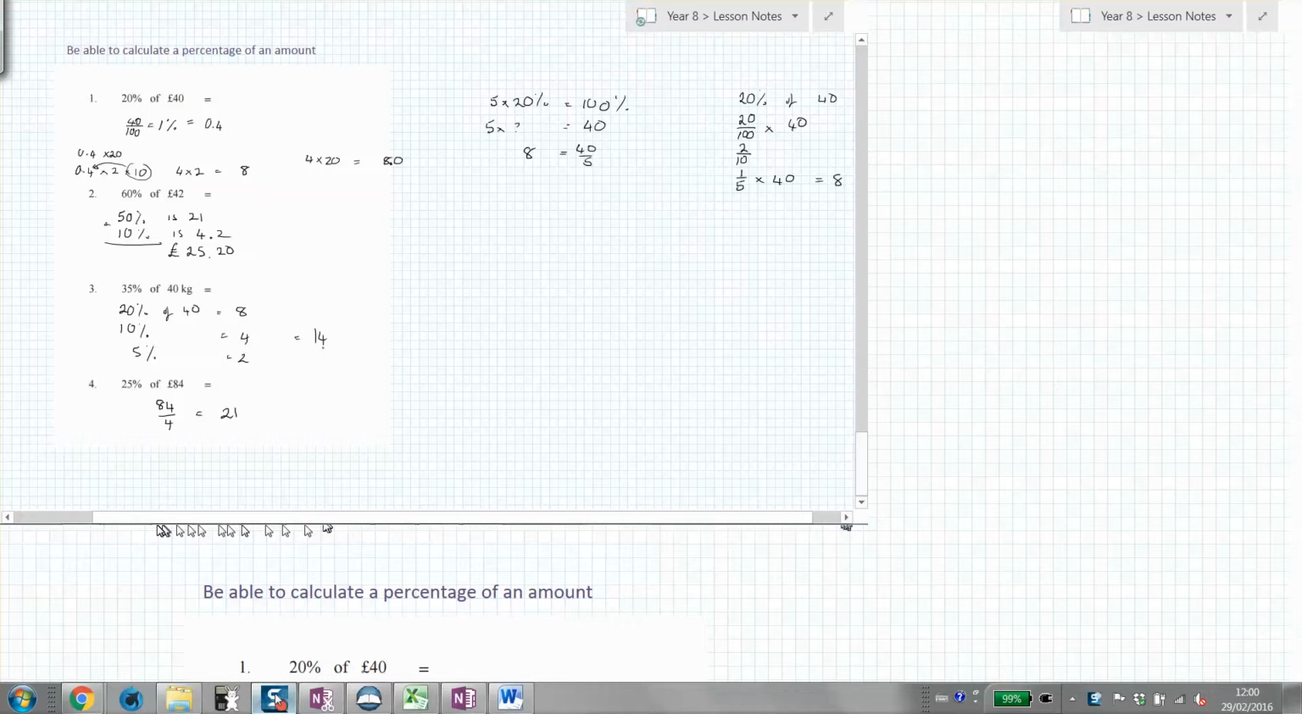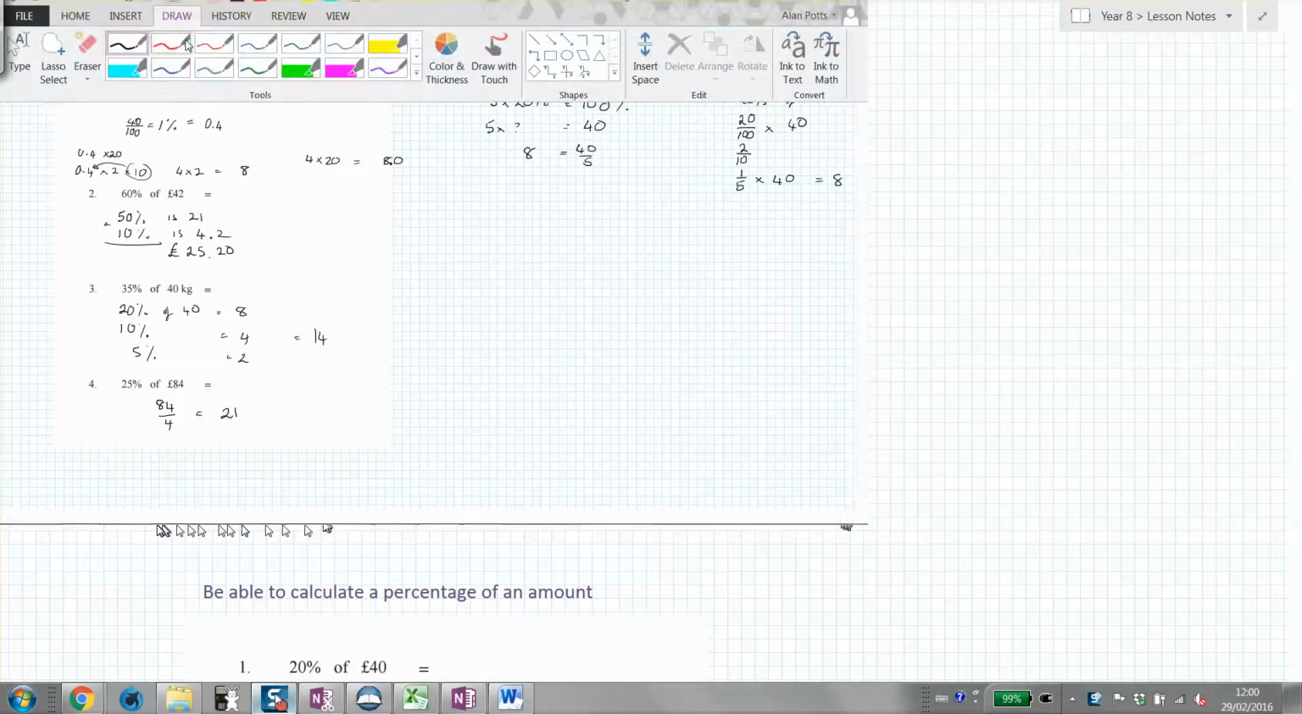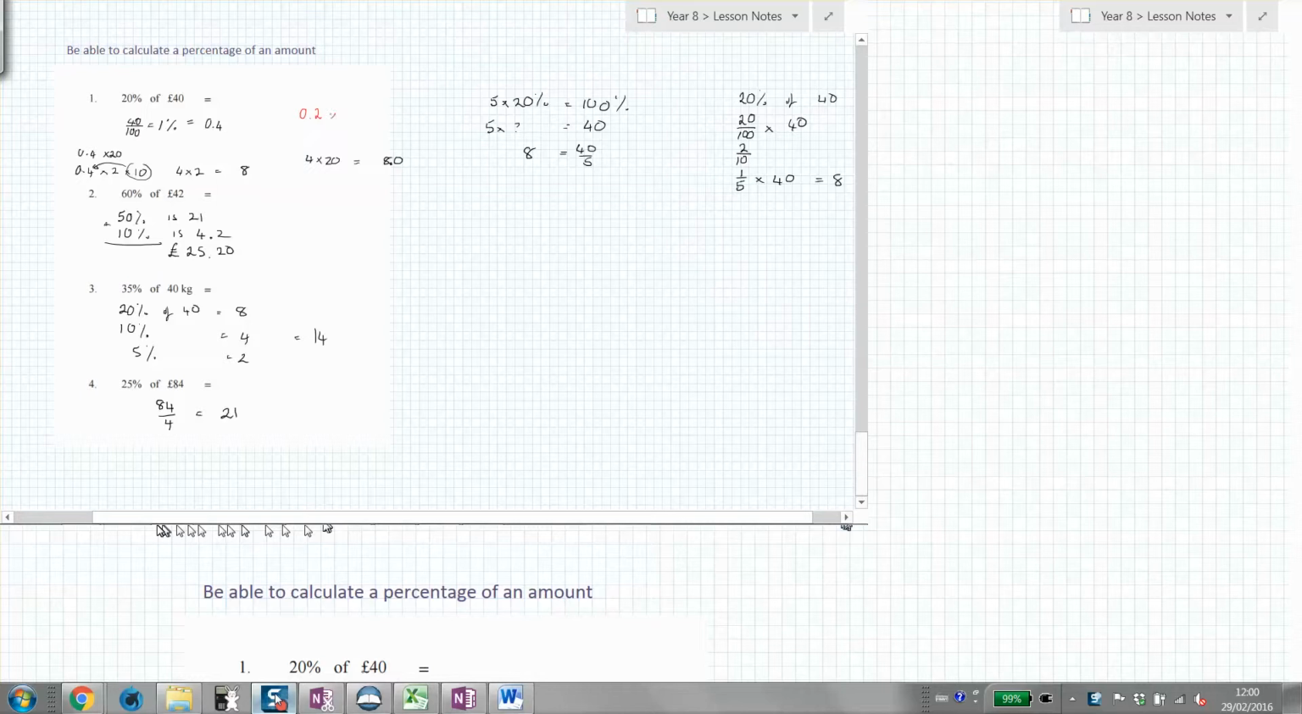Seems a bit tedious. It does seem a bit tedious, but then we all have to deal with tedium every day, don't we? Again, which way would you always use if you have a calculator? Divide. So if I've got a calculator, for all of these, I would have done 0.2 times 40, 0.6 times 42, 0.35 times 40, and 0.25 times 84.